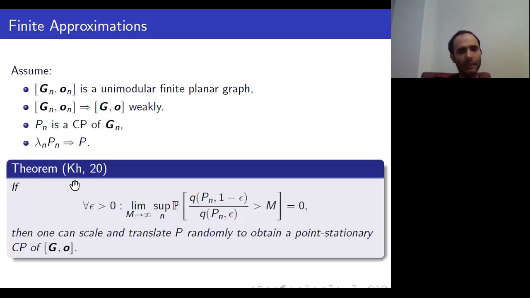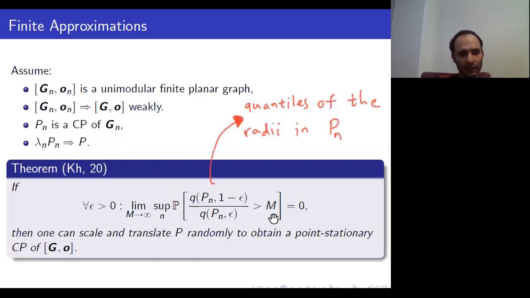And our result is that if this condition holds, then you can scale P to obtain a point stationary circle packing. This is for existence. We need the reverse of this. Note that here, this is the ratio of two quantiles of the radii in the circle packing. And the condition says that this ratio should not go to infinity as n goes to infinity. It should satisfy this property.